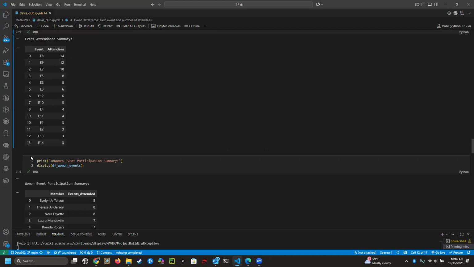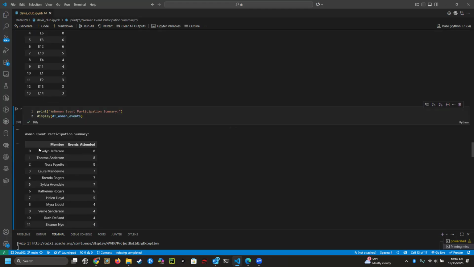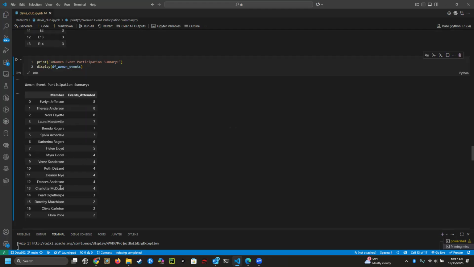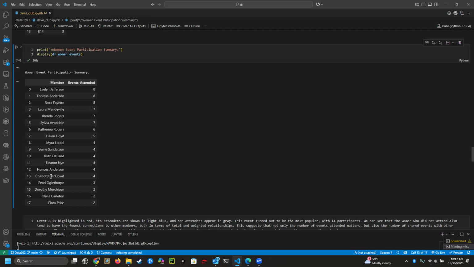Okay. And then I also wanted to know how many events did each member attend. And for that, we just did a simple count here of connections for each woman to each event. And we see that Evelyn, Teresa, and Nora attended the most events. And then Flora, Olivia, and Dorothy all attended just 2 events.